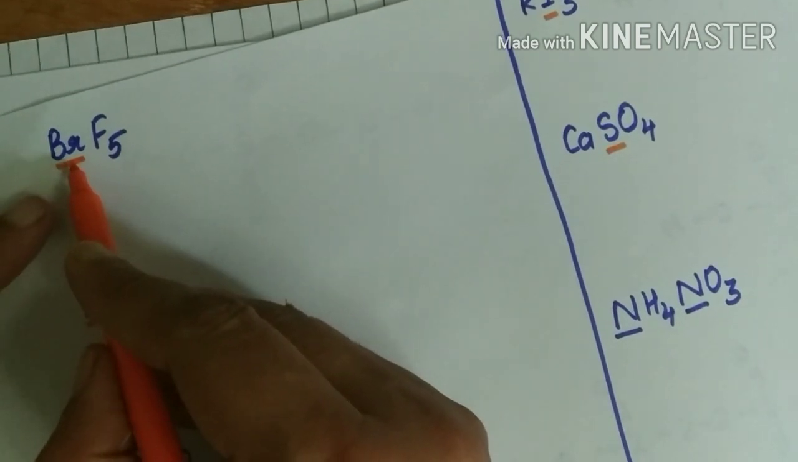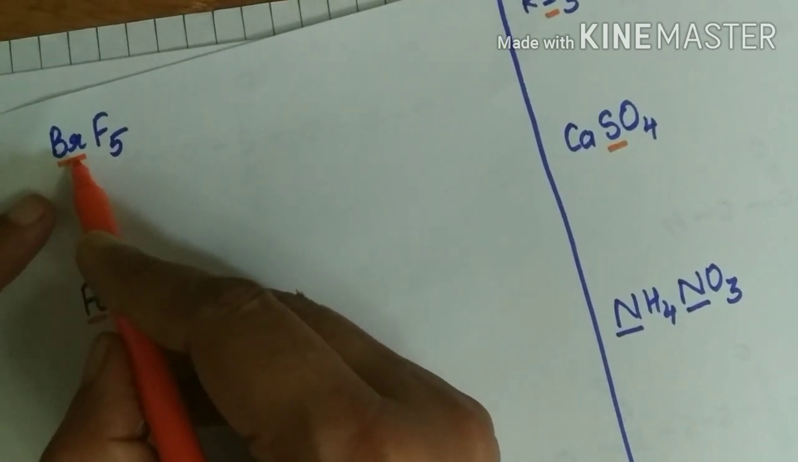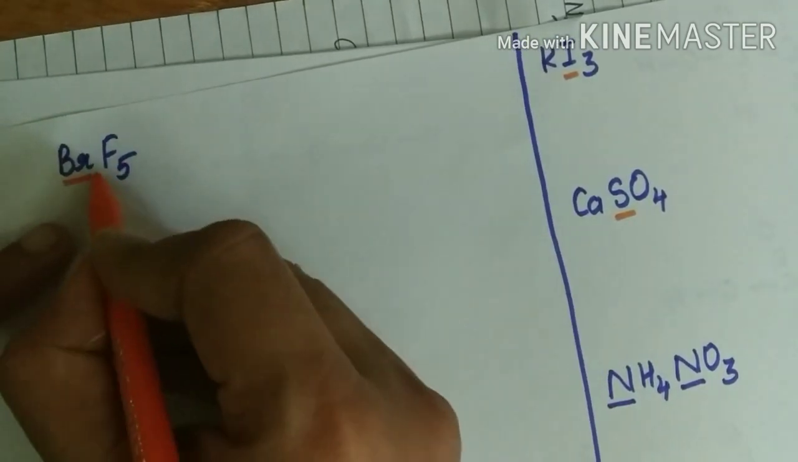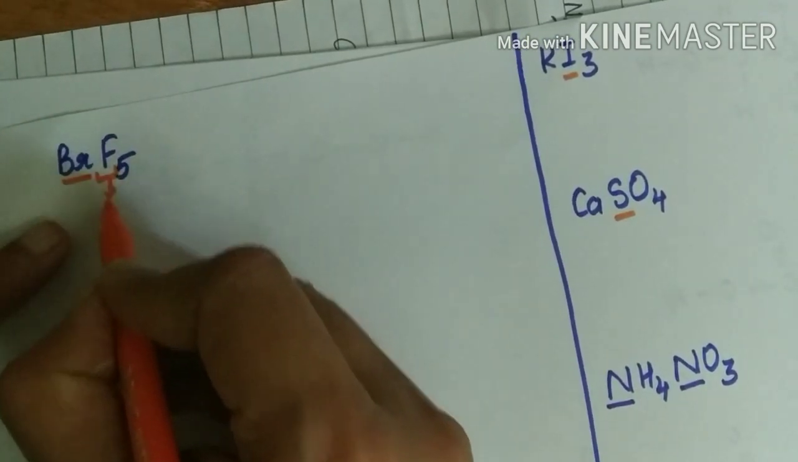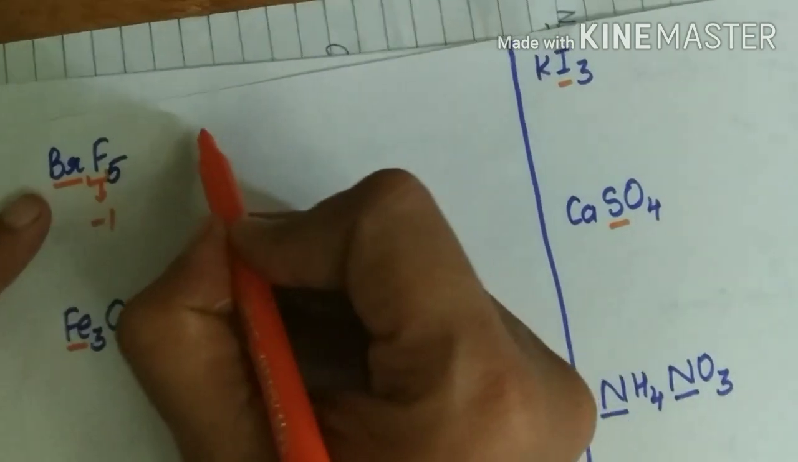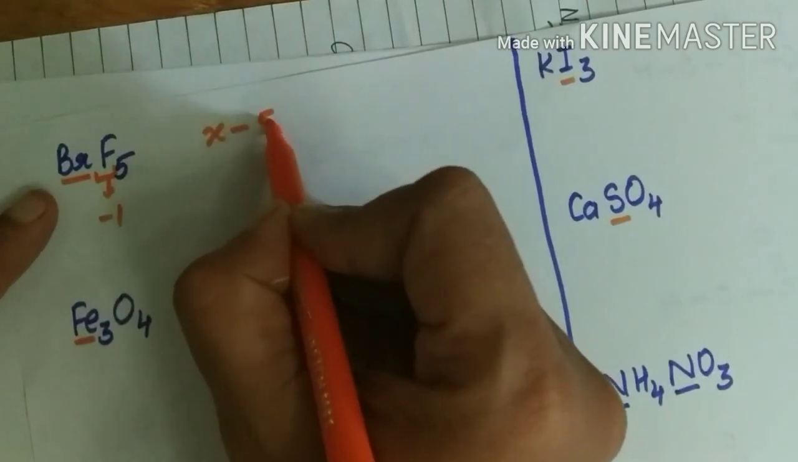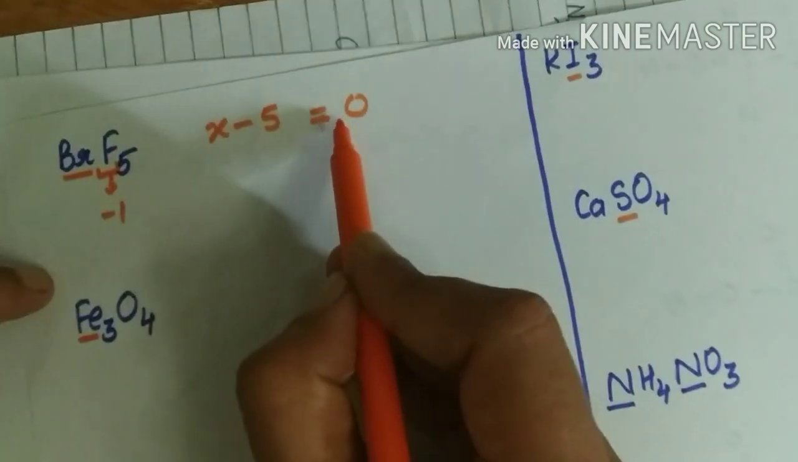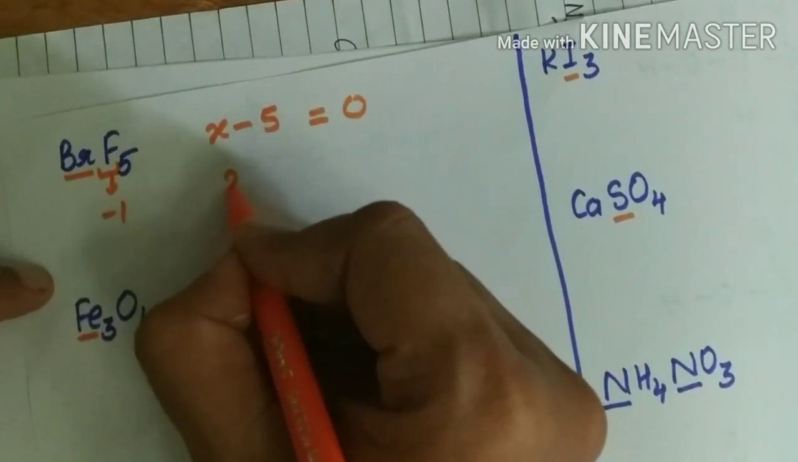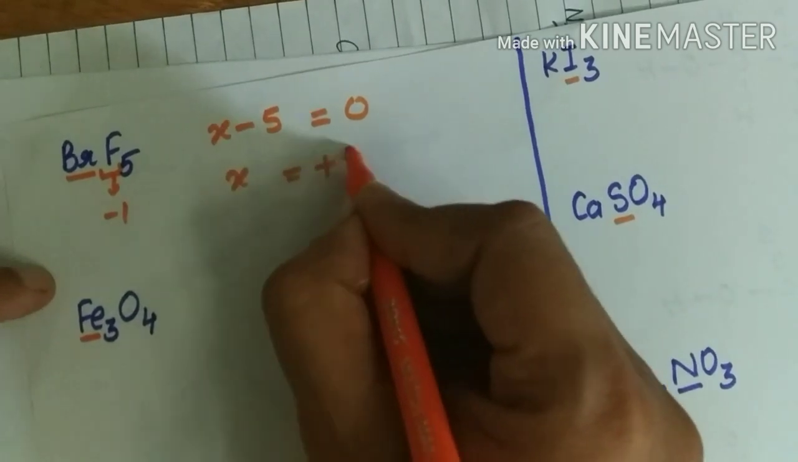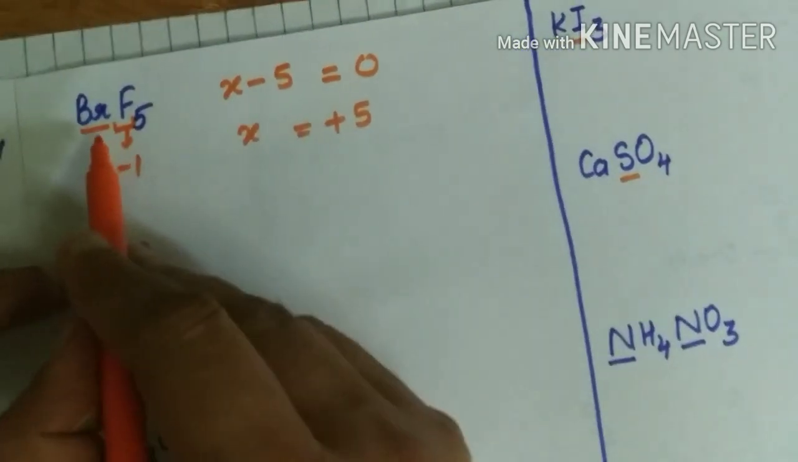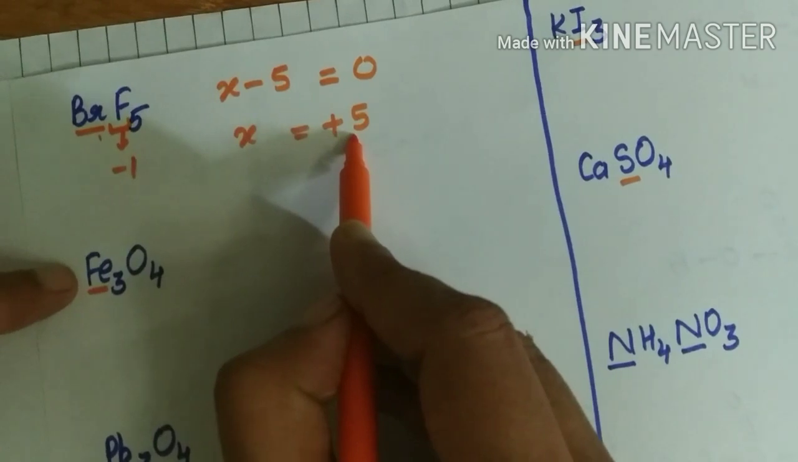In this compound, you were supposed to find the oxidation state of bromine. As you know, the oxidation state of fluorine is -1. So X minus 5 is equal to 0, because it is a neutral molecule, so the overall charge is 0, and X is plus 5. So the oxidation state of bromine is plus 5.